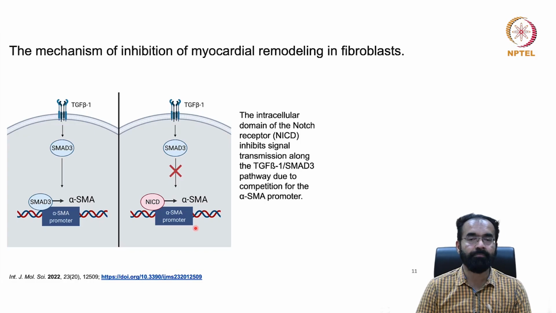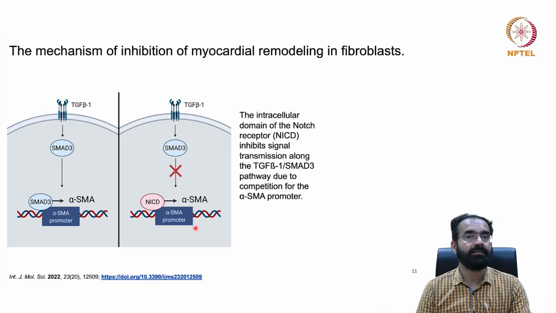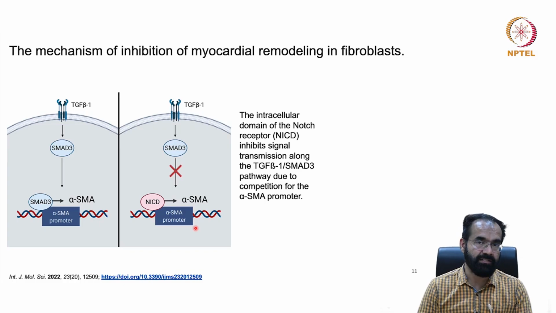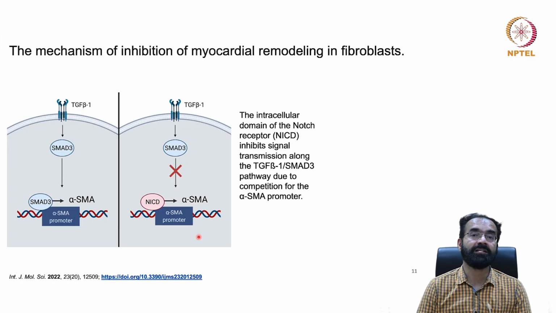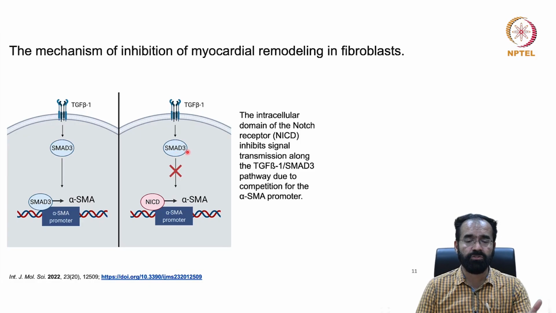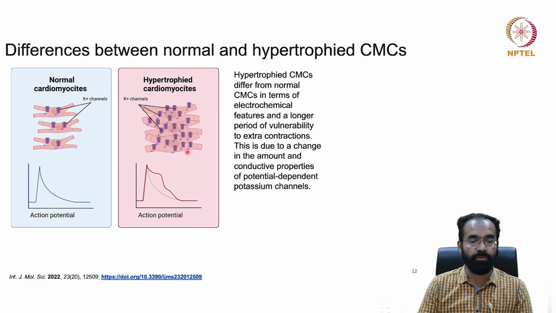So the gene is the same, but based on whether TGF beta signaling is turned on or Delta Notch signaling is turned on, the alpha SMA expression differs, because NICD can compete out. Rather, you can say NICD has a higher affinity for the alpha SMA promoter than pSMAD or SMAD3. So it can compete out and also trigger a more robust regenerative response.